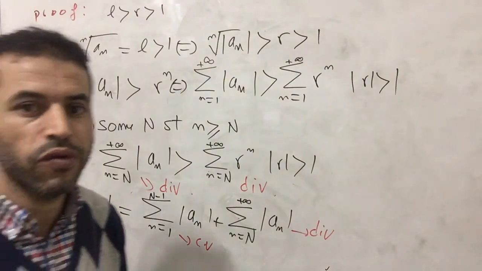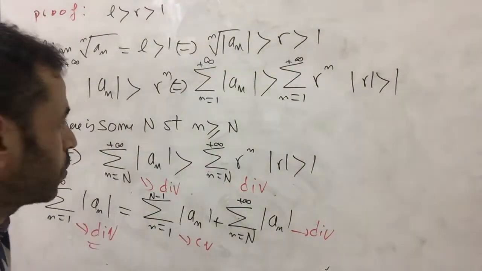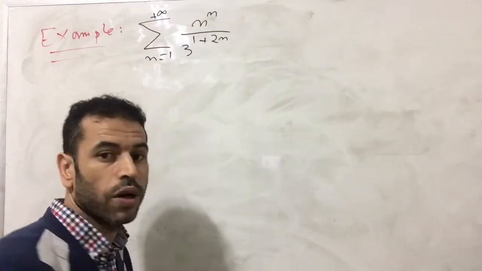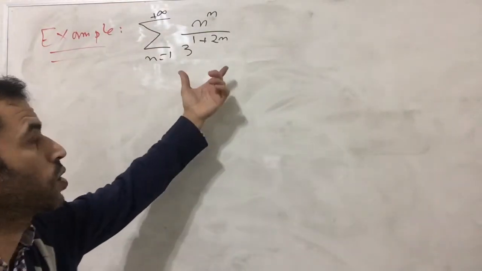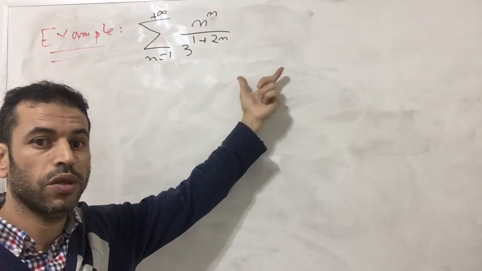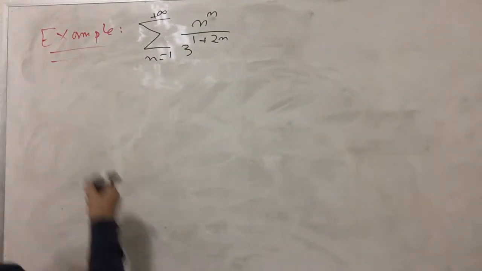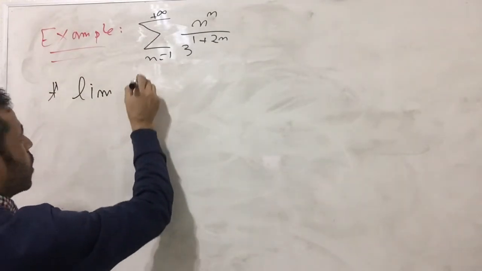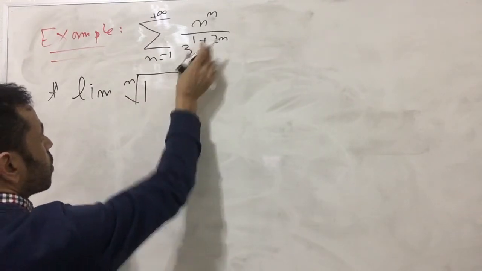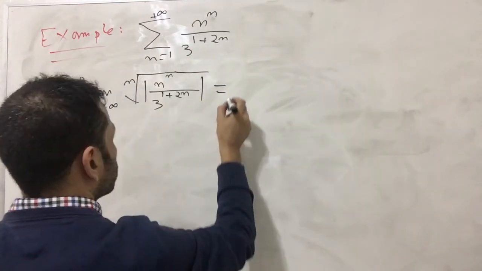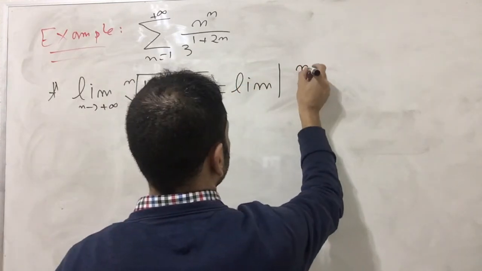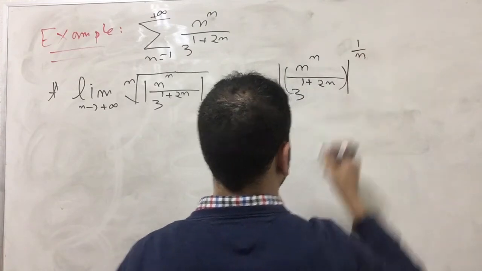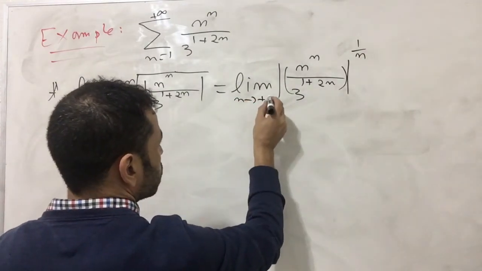So now I'm moving on to an example to support this proof, okay? Now I'm taking this example, we have this sum. I'm going to calculate the root test of this sum to check whether this sum converges or diverges, okay? So it's enough to calculate the limit of the nth root of the absolute value of a sub n. This one equals the limit of n to the n over 3 to the power of 1 plus 2 over n, as n goes to infinity.